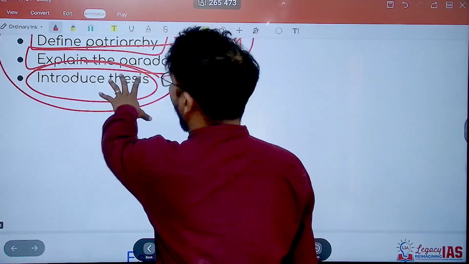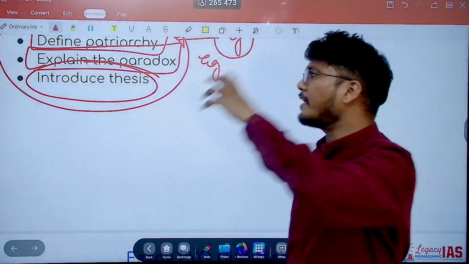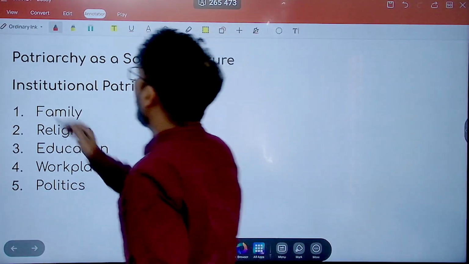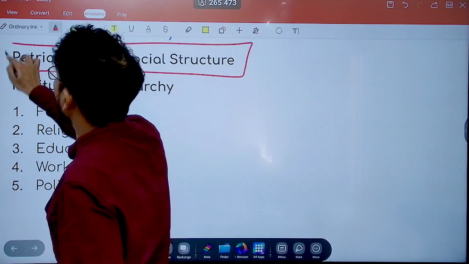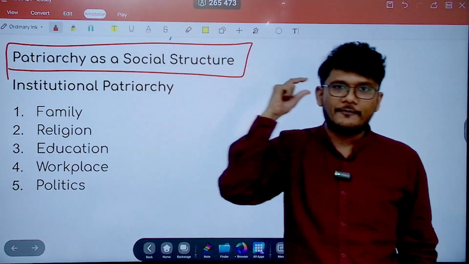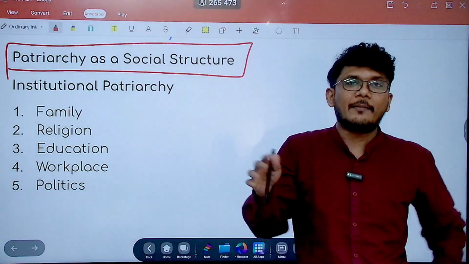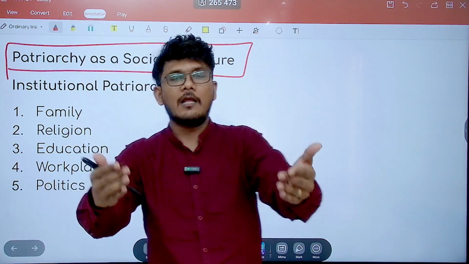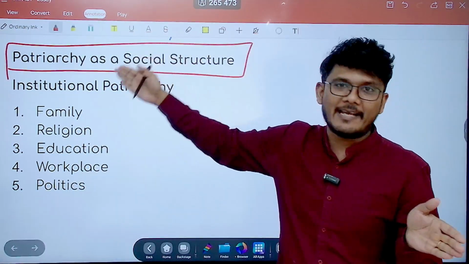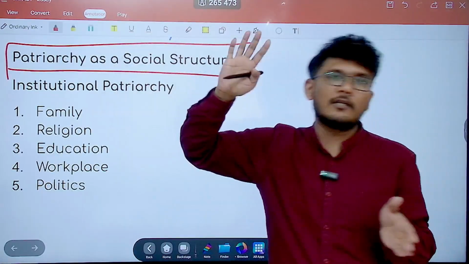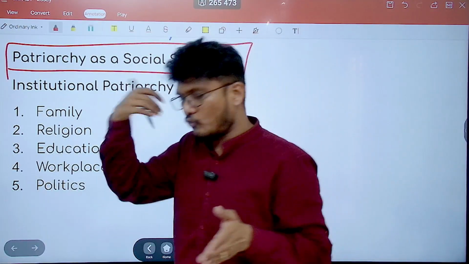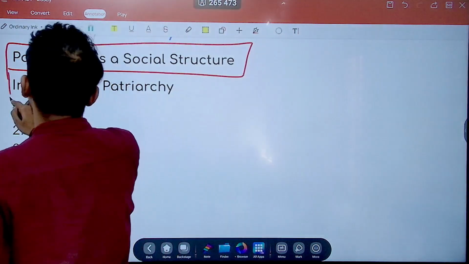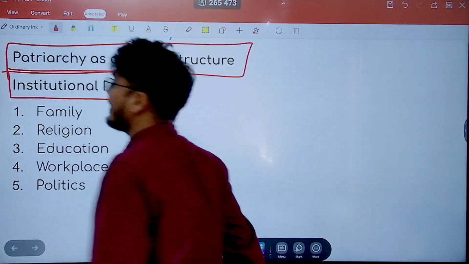So you build on it, talking about, let's say, the negatives of patriarchy, and then you talk about patriarchy as a social structure. In the introduction, you have established that patriarchy is there but not visible because it has been normalized. Now you are going to tell how this patriarchy is ingrained in our institutional structures, family structure, social structure, cultural structure. So the first thing we talk about is the institutionalization of patriarchy.